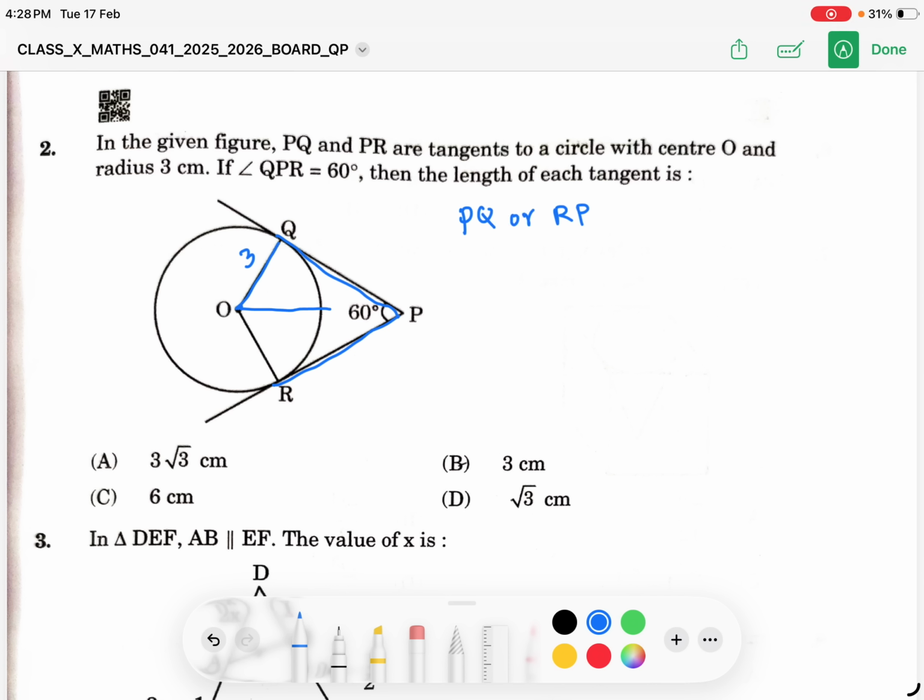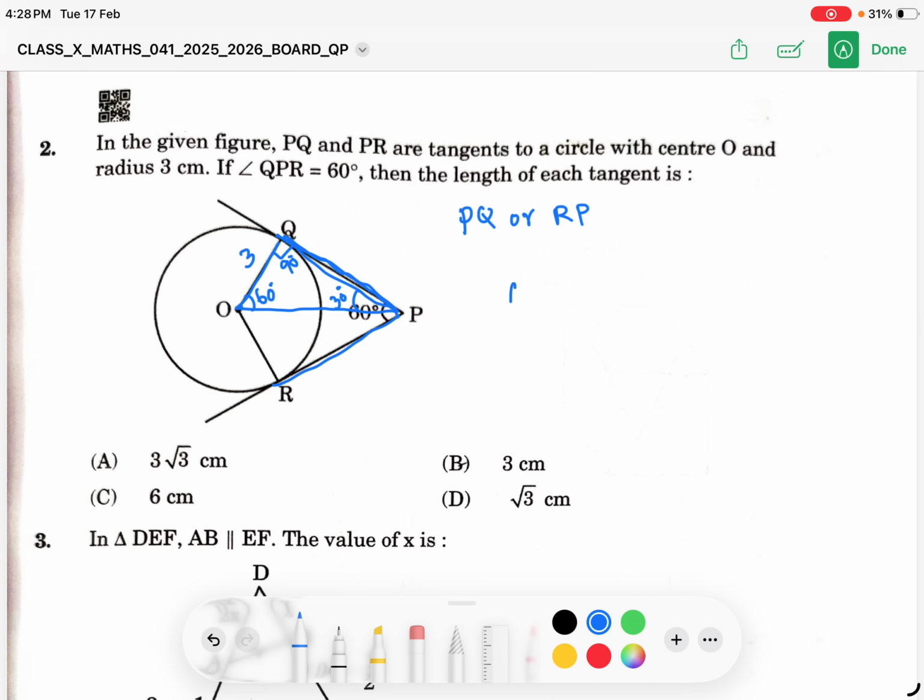So I'm going to join this. Then these two triangles are congruent. So if these two triangles are congruent, this will be 30 degree and this will be 60 degree. Then this will be 90 degree. So we should find this value. So we have to find that value.